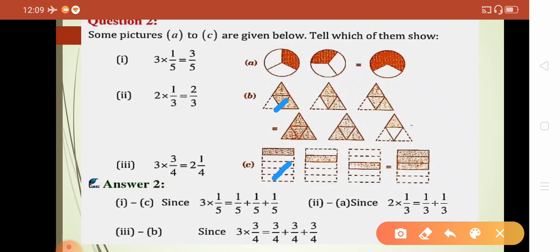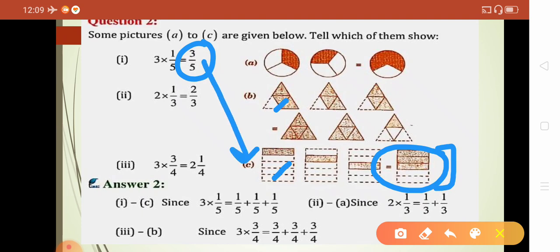But one more thing is there. Here, see, the equal sign is there, and here 3 by 5. That means out of total 5 parts, you have to take 3 parts. Here are total 5 parts and you have to take how many parts? 3 parts. So this is the answer, 3 by 5.